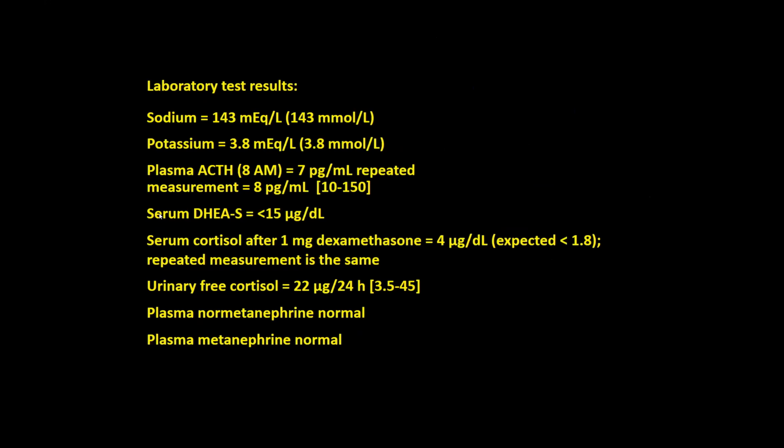When she had serum DHEA, which is an adrenal androgen driven by ACTH secretion, it tends to decline when ACTH is low, and it is also low. A serum cortisol after 1 milligram of dexamethasone is 4 micrograms per deciliter and should have suppressed to less than 1.8. And a urinary-free cortisol also was tested, although interestingly that was in normal range.